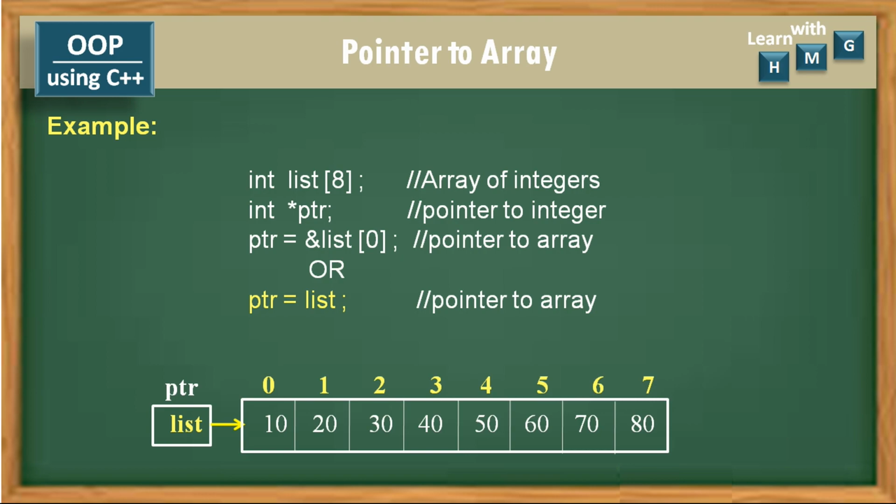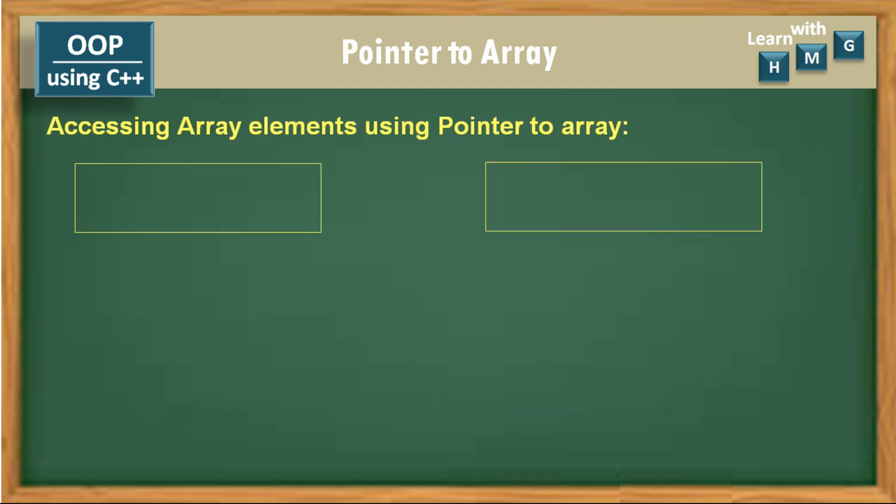This is the diagrammatical representation again. The list is the array having 8 elements 0 to 7, and this 10 to 80, these are the actual element values. ptr is holding the address of first element. Address of first element is indicated by the list, that is the name of array itself.